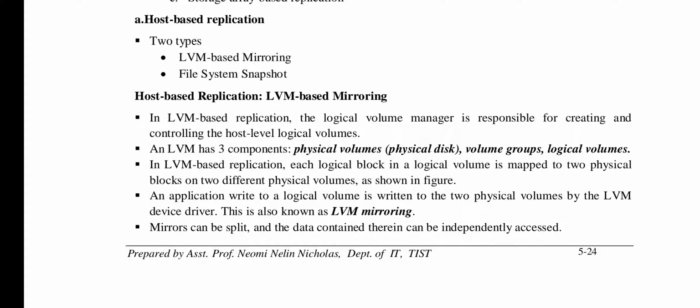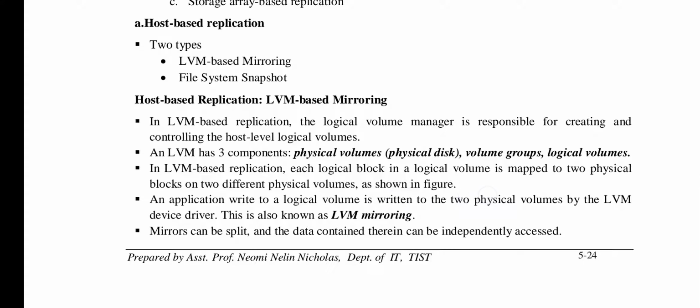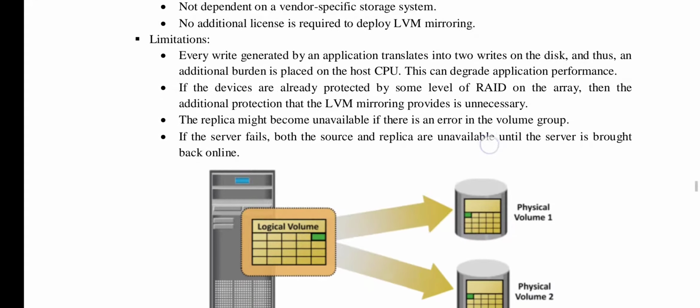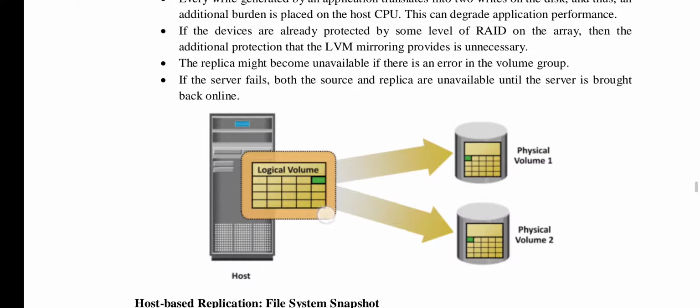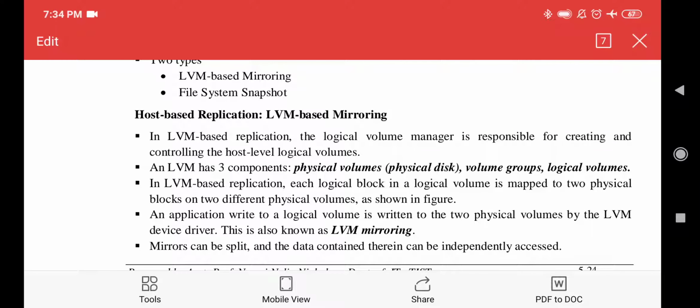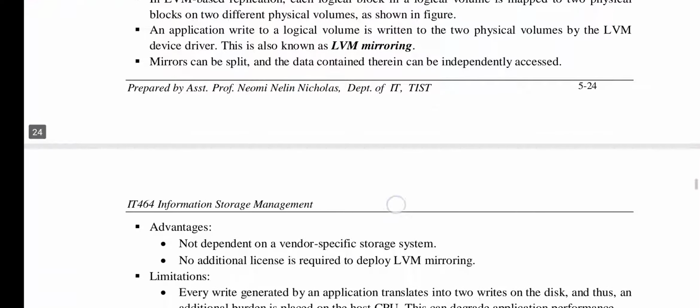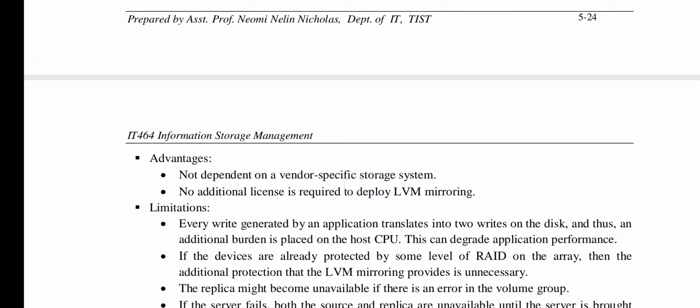In LVM-based replication, each logical block in a logical volume is mapped to two physical blocks on two different physical volumes, as shown in the figure. So you have a volume, and each block is mapped to two physical blocks on different physical volumes. So it is a case of replication, and this is called LVM mirroring. Advantages: it is not dependent on any vendor-specific storage and there is no additional license.